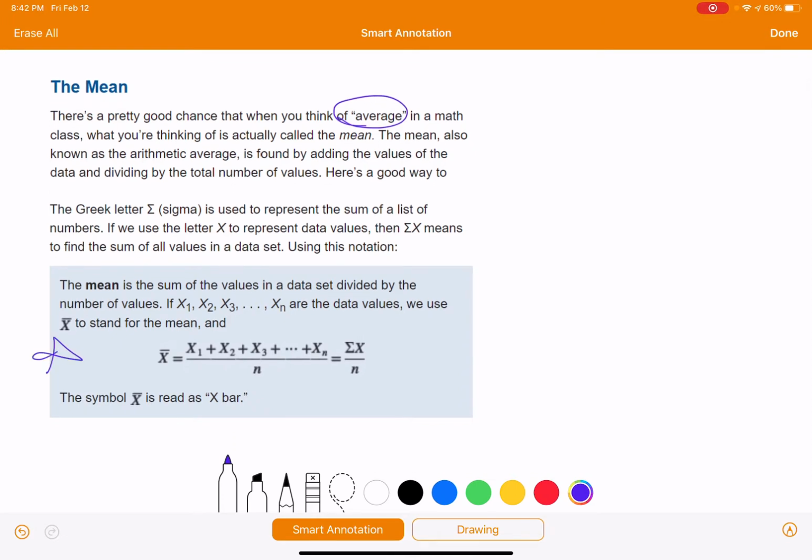This is the more complex way of looking at this. Each of these is your data, then you divide it by how many you have total, and then you come up with your mean. Now, this is an important symbol. You will see this. We read it as X bar, and it is the symbol for mean.